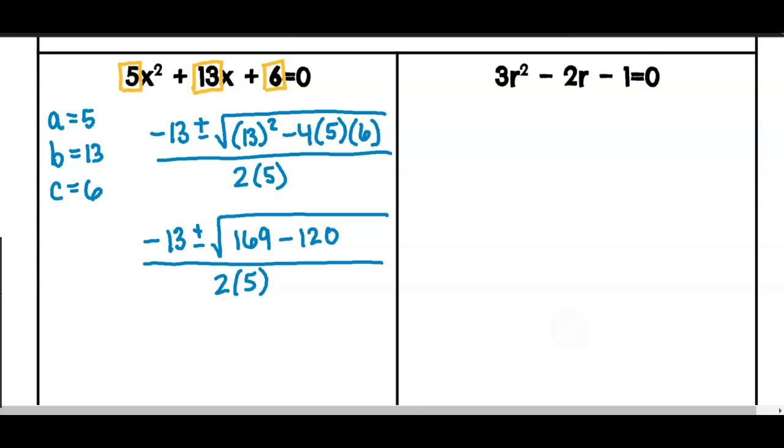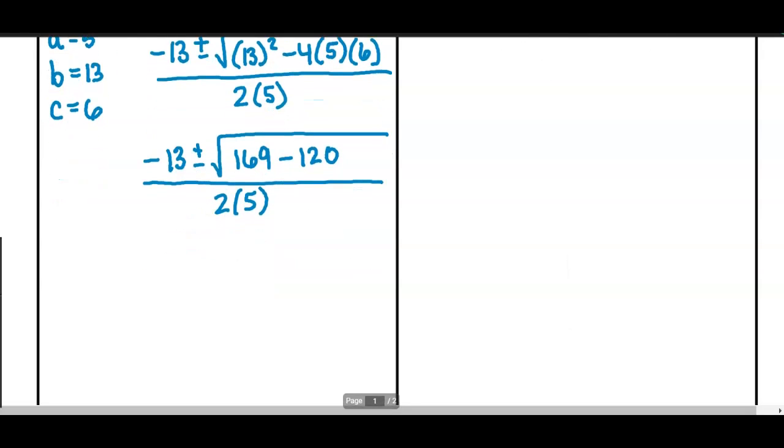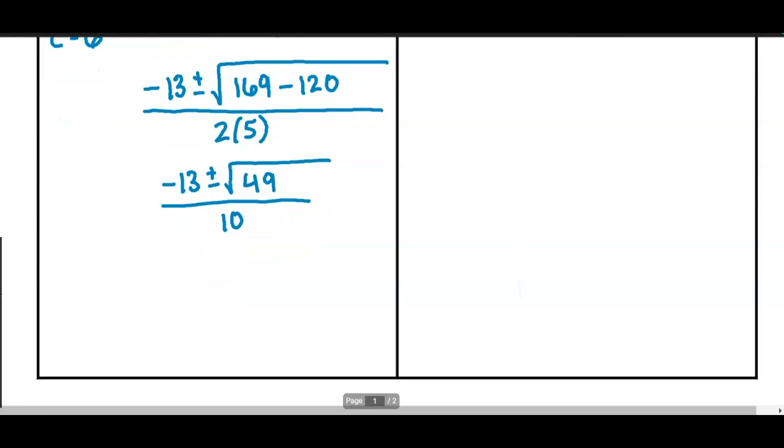All right, then from there we simplify inside again. So negative 13 plus or minus the square root of 169 take away 120 is 49. And all over, we can go ahead and multiply 2 times 5 and that gives us 10. The square root of 49 luckily can be simplified. That doesn't always happen, where it's a nice number that can be taken the square root of. So we are lucky with this problem. Negative 13 plus or minus 7, all over 10.